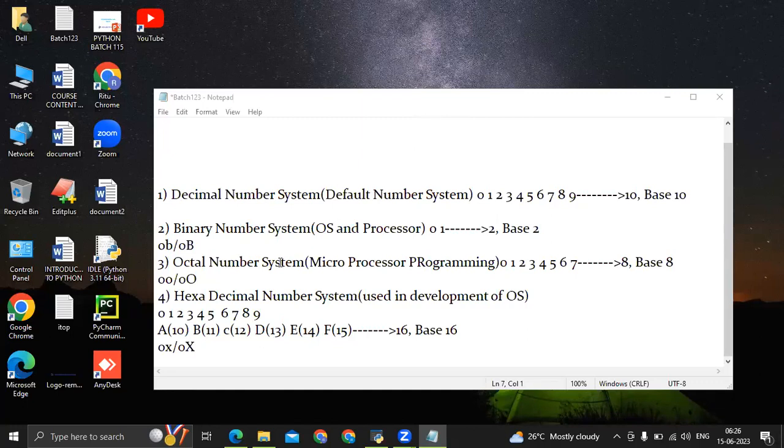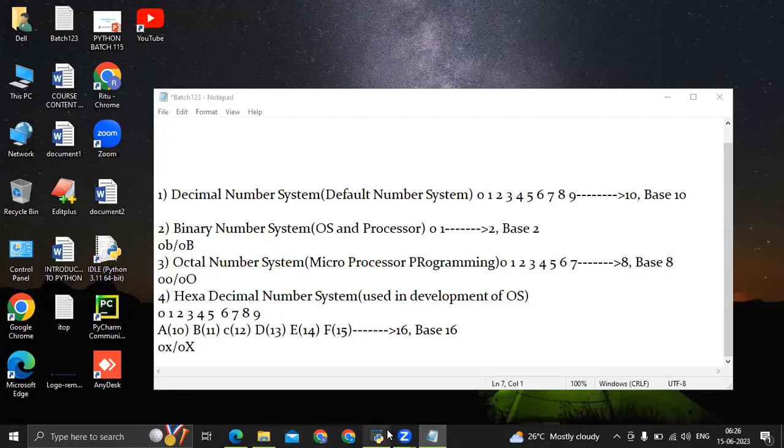Okay. Then if we talk about the binary number system, it has a base 2. Now, in Python programming, whenever we are using the binary number system, the data will be represented in the variable by 0b. Let me show you how.